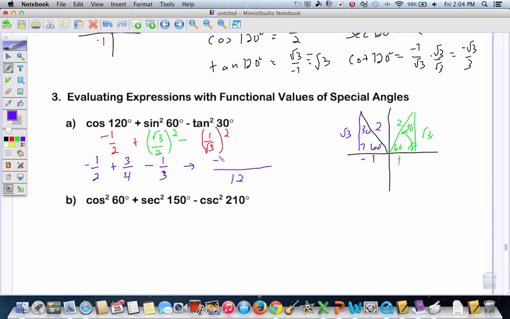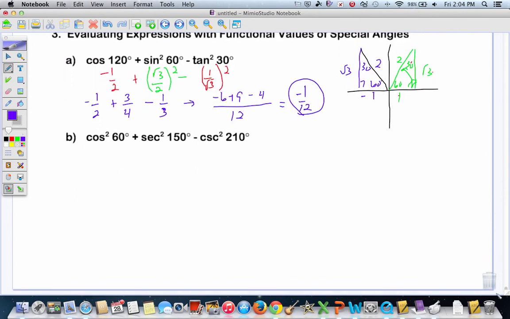Notice here I have fractions all with a different denominator, so my common denominator there appears to be 12. That would give me -6/12 for my first fraction, 9/12 for my second fraction, and 4/12 for my third one. And -6 plus 9 minus 4 is -1/12 as we evaluate that expression. Moving on.